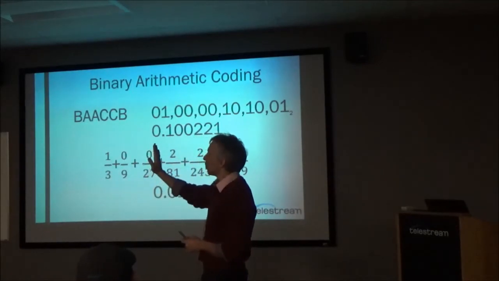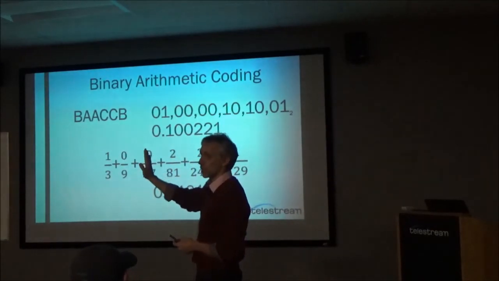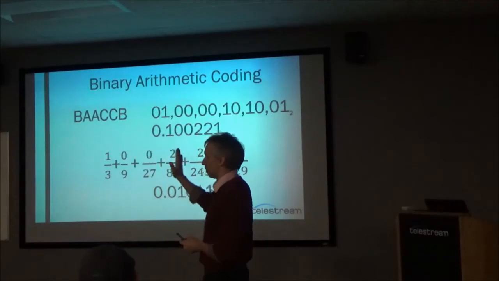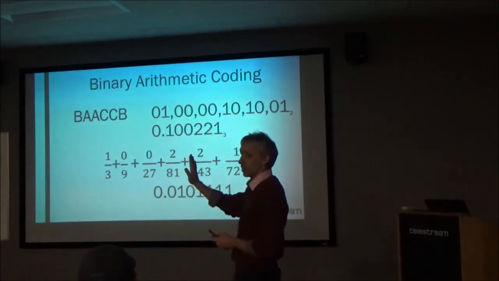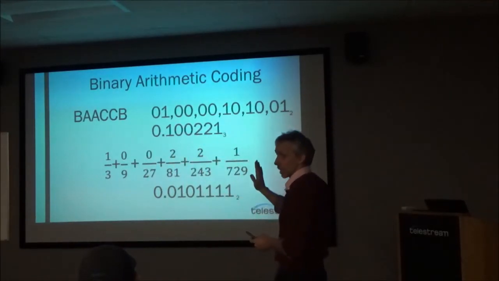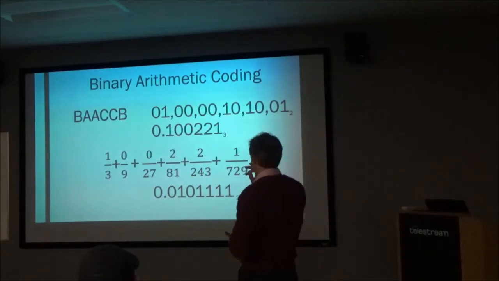What people don't always know is that you can go the other way. You can put a decimal point, and so the first digit behind the decimal point is a half, and then the next one is a quarter, and the next one is an eighth, and the next one is a 16th.